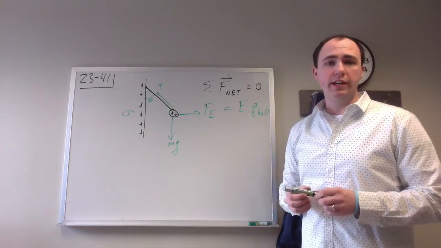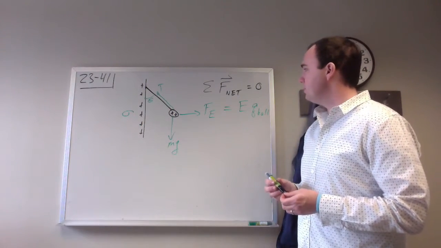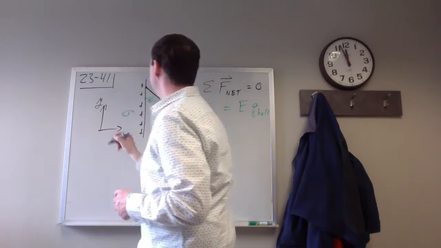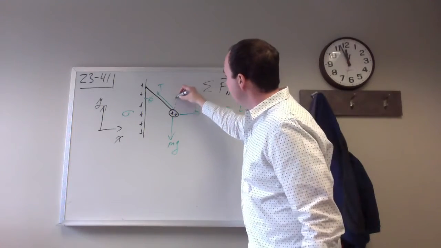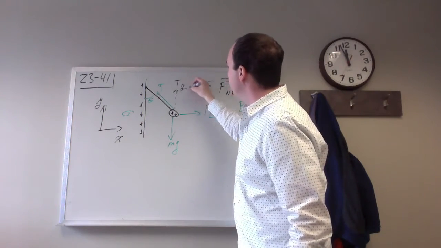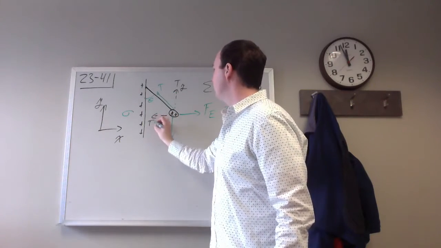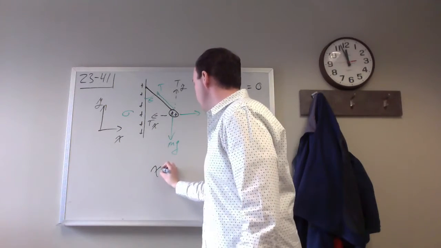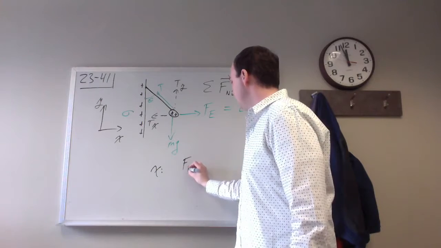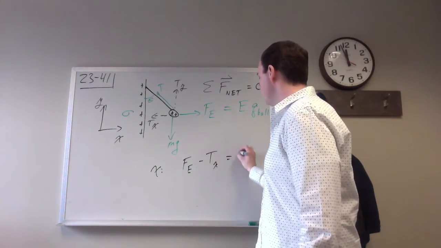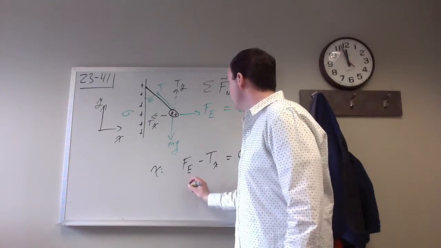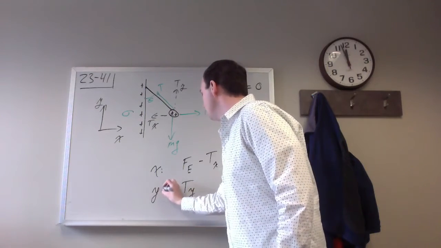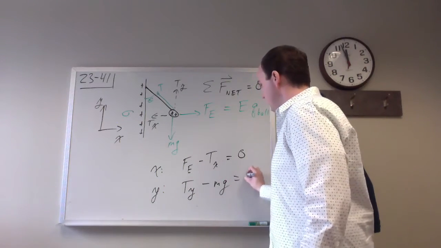The thing that you should always do when you're adding vectors is break them into components. We can easily use our standard x and y axes for this, right? So you're going to have a y component of the tension and an x component of the tension, right? So we know that in the x direction, you're going to have Fe minus Tx equal to 0, and in the y direction, taking up to be positive, you're going to have Ty minus mg equal to 0.